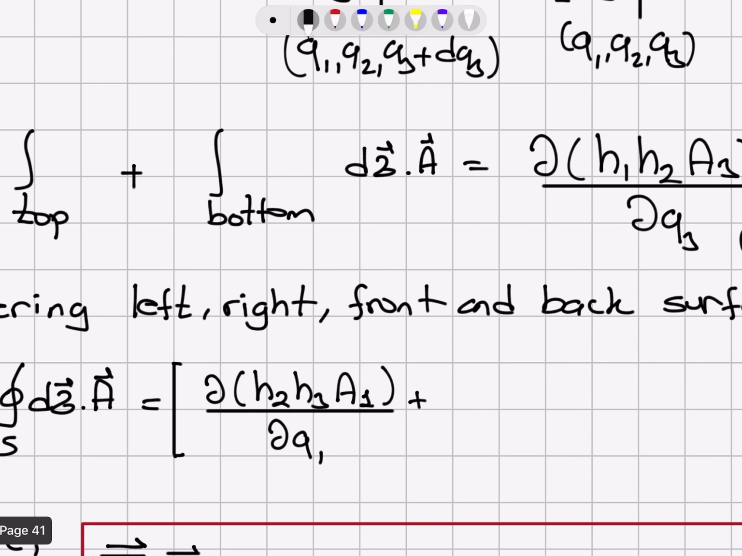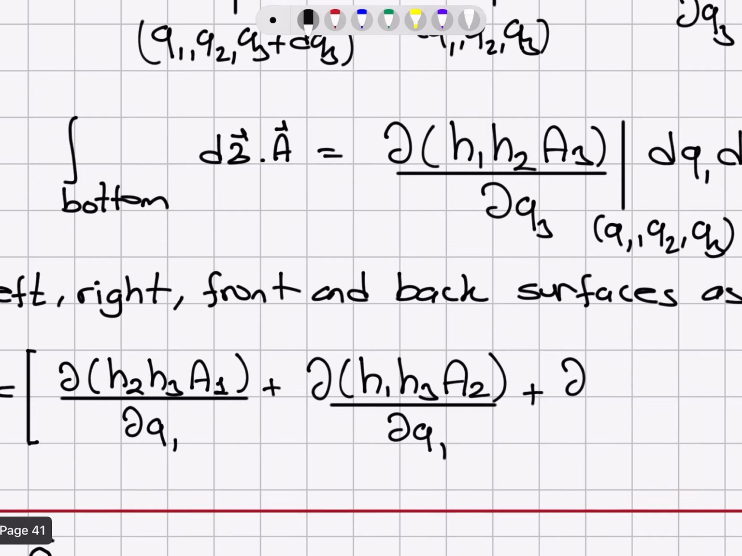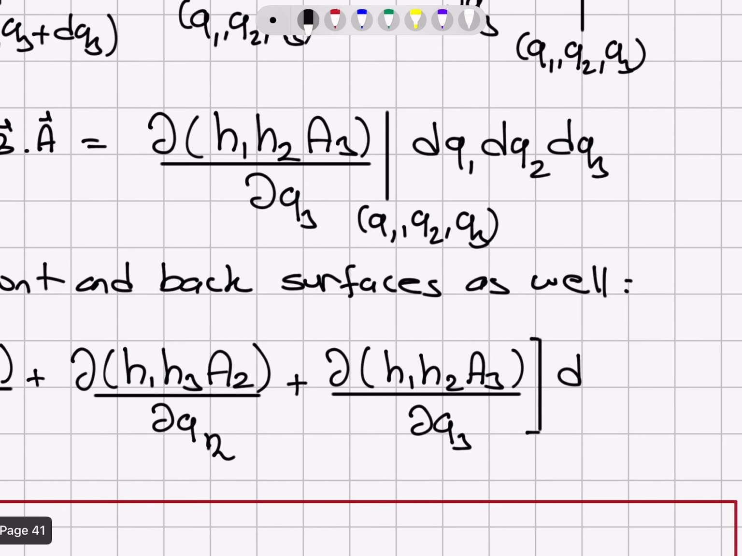Then I will have the front and back surfaces, H1, H3, A2, partial derivative with respect to Q2. Then I will have the partial derivative of H1, H2, A3. These are the bottom and top surfaces giving me this contribution. So this was Q2, this is now Q3, multiplied by dQ1, dQ2, dQ3.